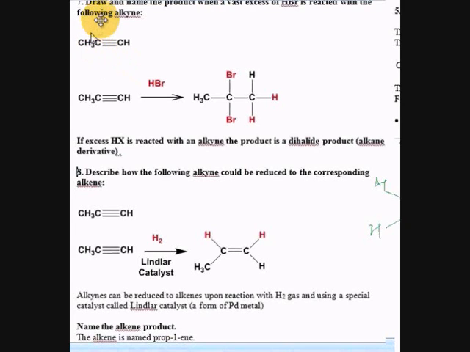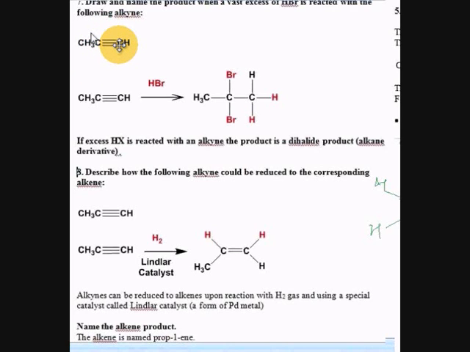Okay, so we have another one of these questions. Draw and name the product when a vast excess of HBr, another hydrogen halide, hydrogen bromide, is reacted with the following alkyne. Kyne meaning that you have a triple bond.